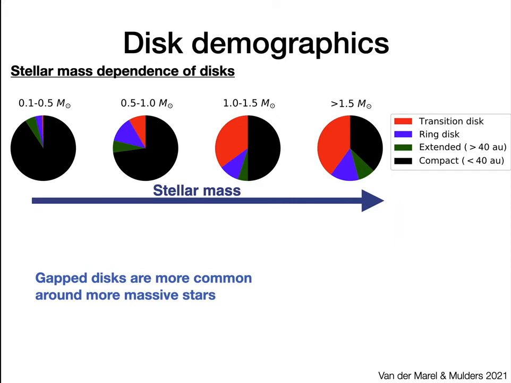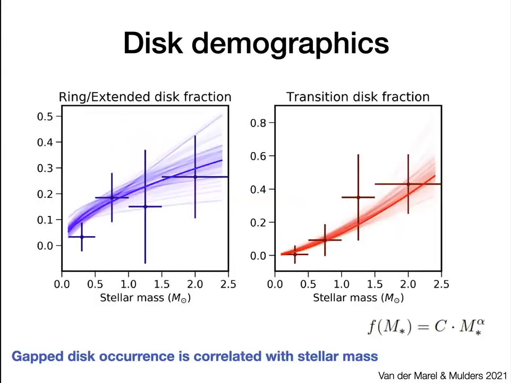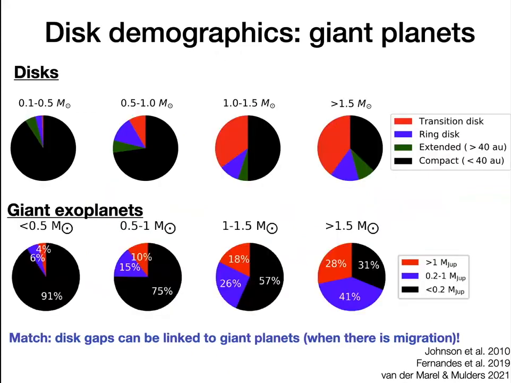And we show this here in a pie chart by simply counting the numbers. But we also did a bit more advanced calculation where we fit a power law distribution of this occurrence rate of both transition disks and the ring and extended disks as a function of stellar mass. And indeed, we find that this disk fraction, the gap disk fraction, increases with stellar mass, and that this is a significant correlation.